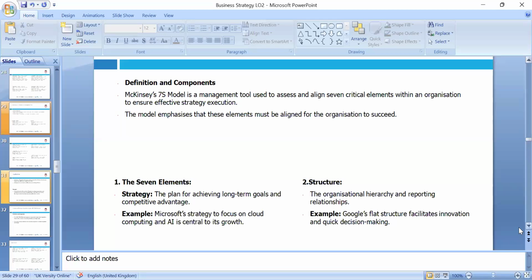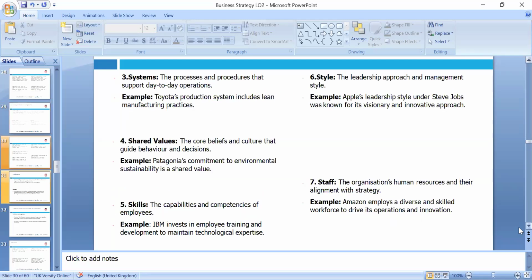We need to look around the strategies. Microsoft's strategy focuses on the cloud and AI. Structure of the organization: hierarchy, and Google has a flat structure. So those are two S's. Third is systems, the processes and procedures. Toyota's production includes lean manufacturing, reducing waste. Shared values, core beliefs, and values like commitment to the environment, sustainability. Skills and capabilities.